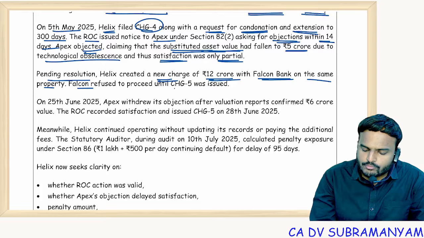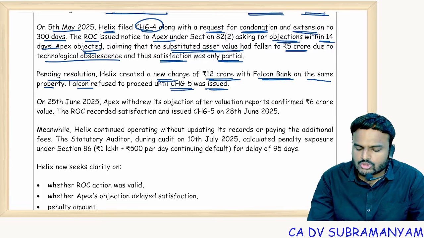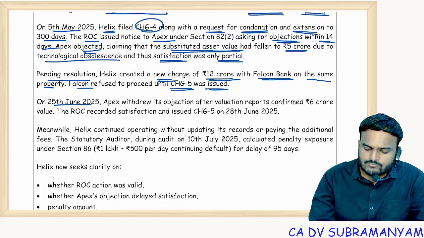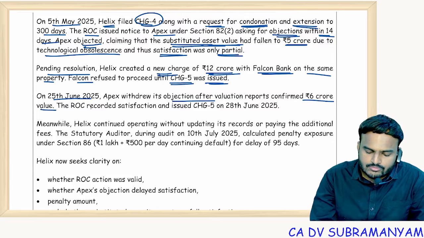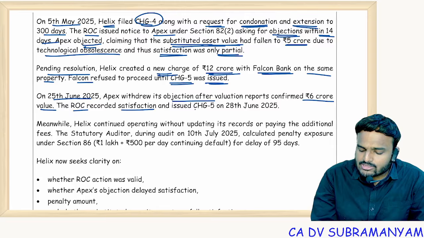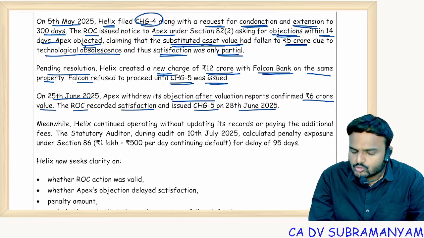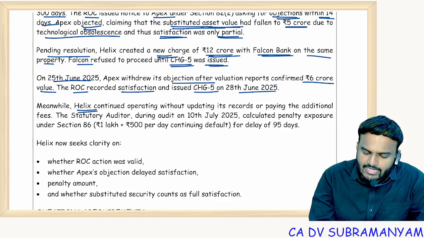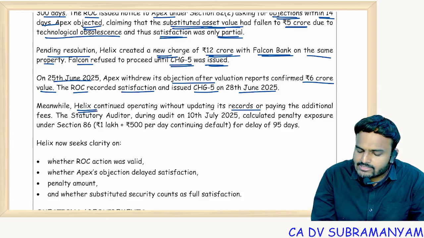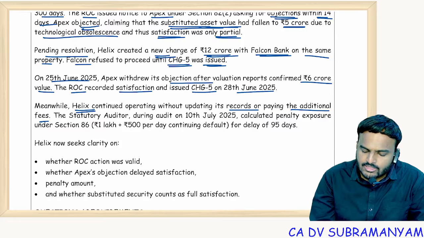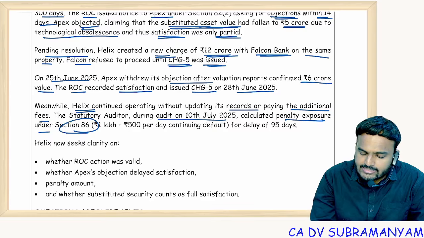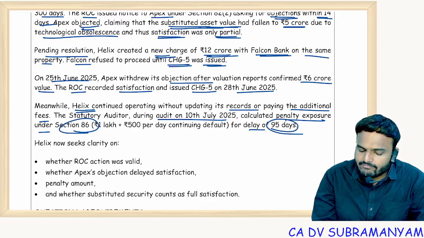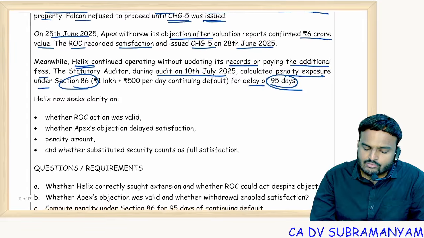Falcon refused to proceed until CHG5 was issued. On 25th June 2025, Apex withdrew its objection after valuation reports confirmed 6 crores value. Thank God. The ROC recorded satisfaction and issued CHG5 on 28 June 2025. Meanwhile, Helix continued operating without updating its records or paying the additional fees. The statutory auditor, during audit, calculated penalty exposure under Section 86 for a delay of 95 days. Helix now seeks clarity from you.